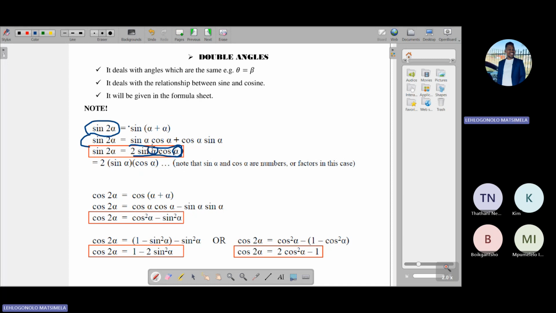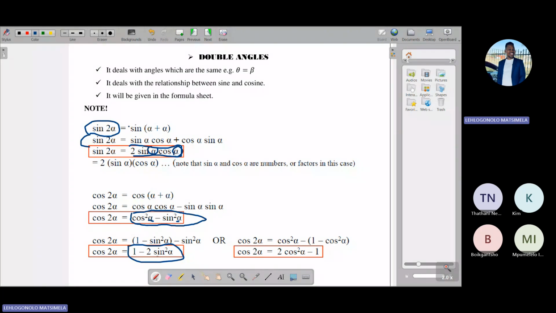Then the second one: when you're given cos 2 angle, or cos double angle, we have 3 options to choose from. The first one is cos squared angle minus sine squared angle, and the angle must be the same. If they are numbers, the numbers must be the same. If it's 22 here, you are going to have 22 here and also 22 there, which means they are the same. Option number 2 is 1 minus 2 sine squared angle, and the angle has to be the same.